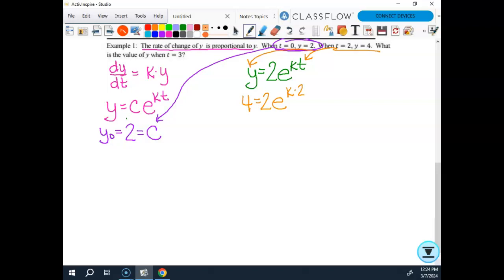Now I got to solve for k. So I'm going to start by dividing both sides by that 2. So this gives me 2 equals e to the 2k power. Yes? So then I can take the natural log of both sides to get that out of the exponent. So this is going to give me the natural log of 2 equals the natural log of e to the 2k power.